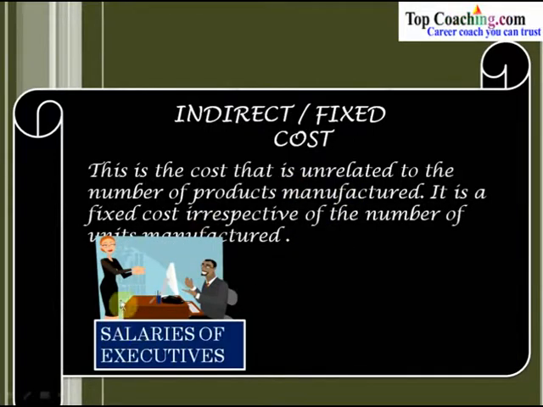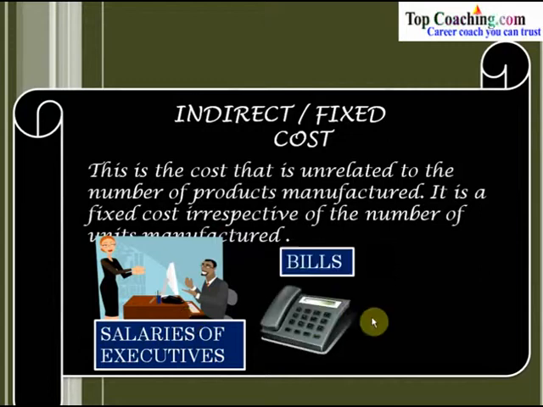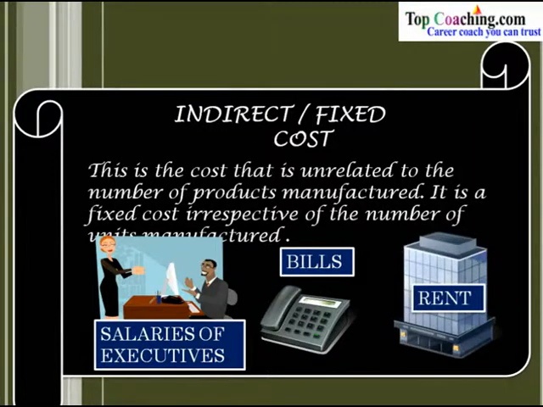For example, the salaries of executives. Whatever the number of units produced, the salaries of the top executives would always remain the same. The phone bills that occur in an office are a component of fixed cost. These bills do not depend on the number of units manufactured by the company. Similarly, the rent of the office space and the rent of the buildings are fixed costs. They do not depend on the number of units manufactured by the company. So all these are some of the components of indirect or fixed cost.